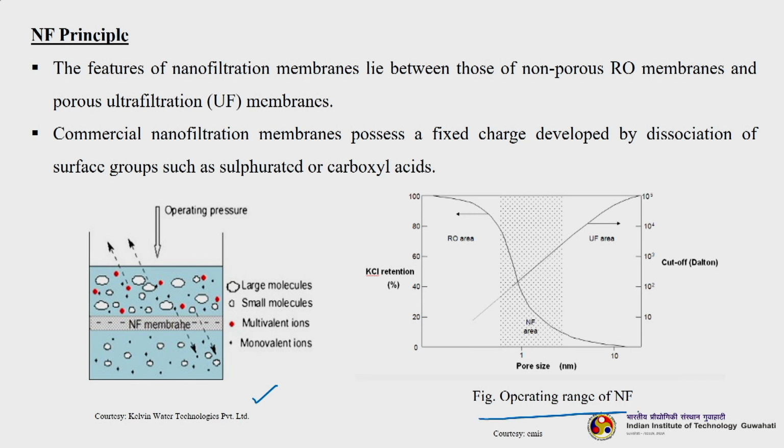This figure shows the operating range of nanofiltration. You can see the pore size is 1 nanometer here. Nanofiltration ranges between RO, here, and ultrafiltration, here. So, RO is mostly less than 1 nanometer, and UF is greater than 1 nanometer, almost in the range of 10 nanometers and higher.